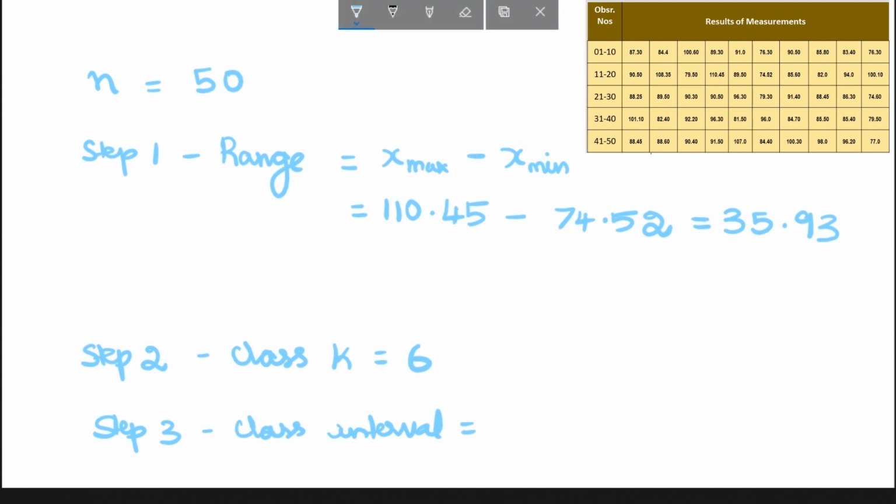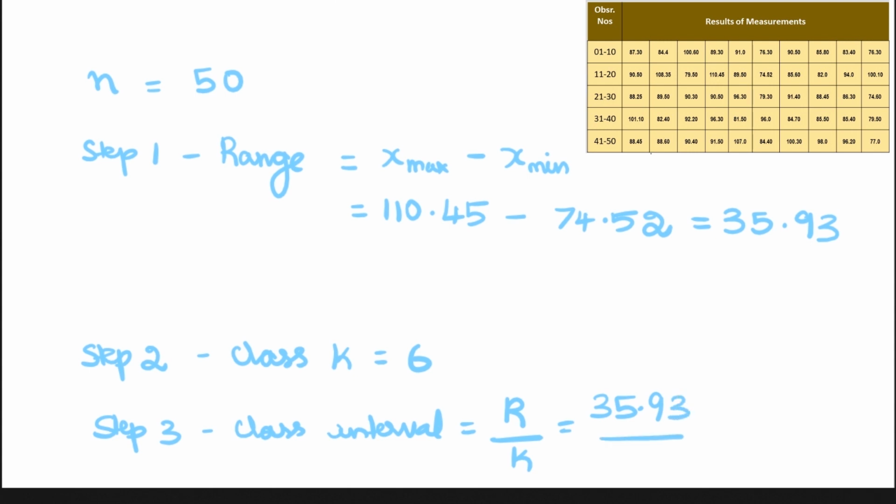Class interval, the formula is R by K. R, that is range divided by K, number of classes what you have selected. So range what we computed was 35.93 divided by number of classes K, we have chosen as 6 from the table. Okay, sir. The result is 5.98. 5.98 is very close to 6, so we can approximate this as 6.0. So 6.0 to be considered as class interval.